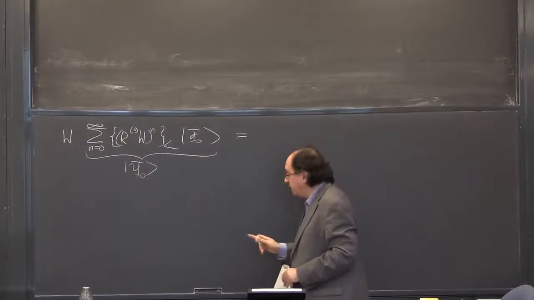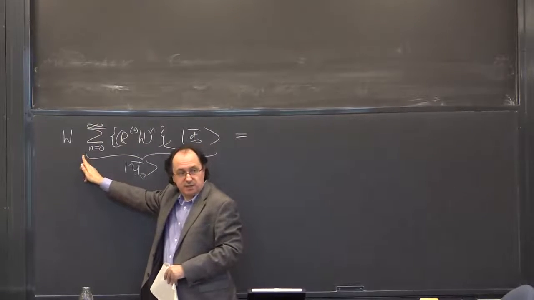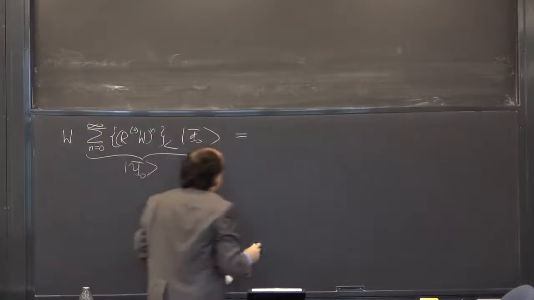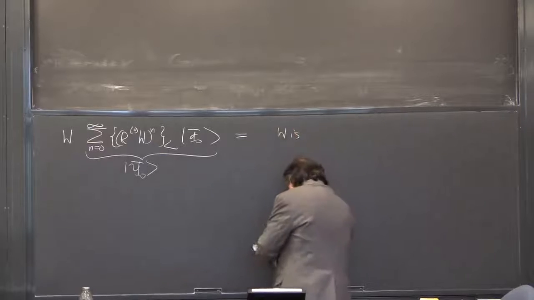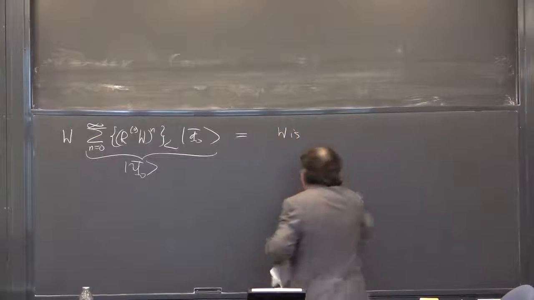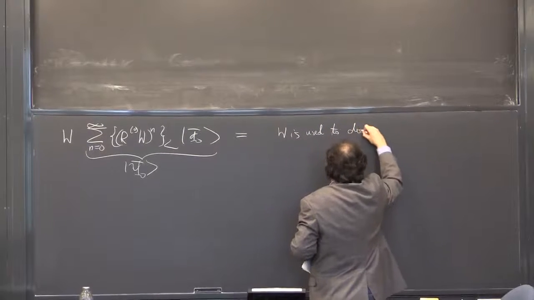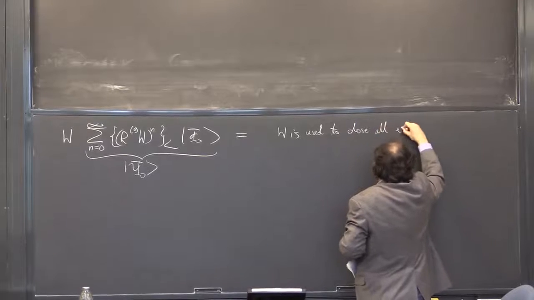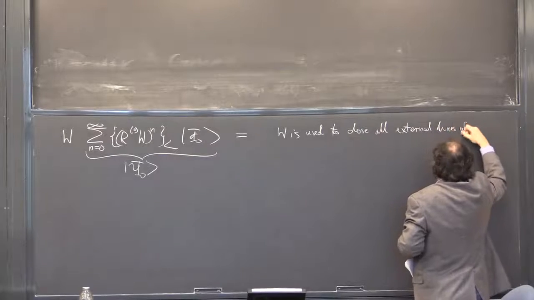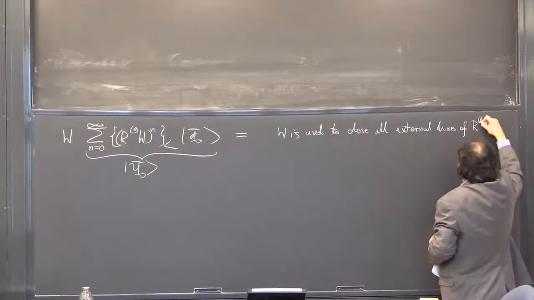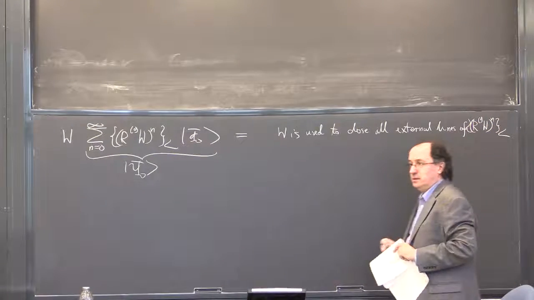So let's start with the case where we use W to close all the external lines of this expression. I'll write it maybe in words. So let's write the first case: W is used to close all external lines of the linked terms R0 W to the N, L. That's going to be the first case.